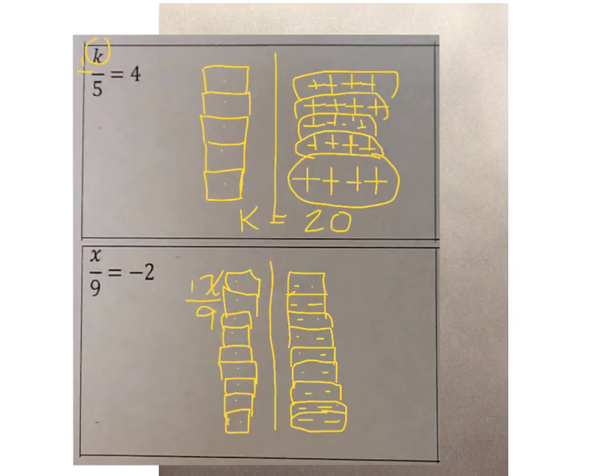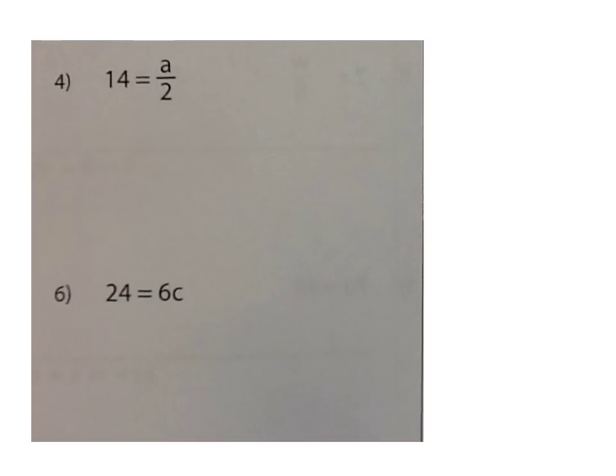So let's count: 1, 2, 3, 4, 5, 6, 7, 8, 9. That means 1 whole x is equal to -2, and I have 9 groups of -2, which is equal to -18. And that's how you model division problems.